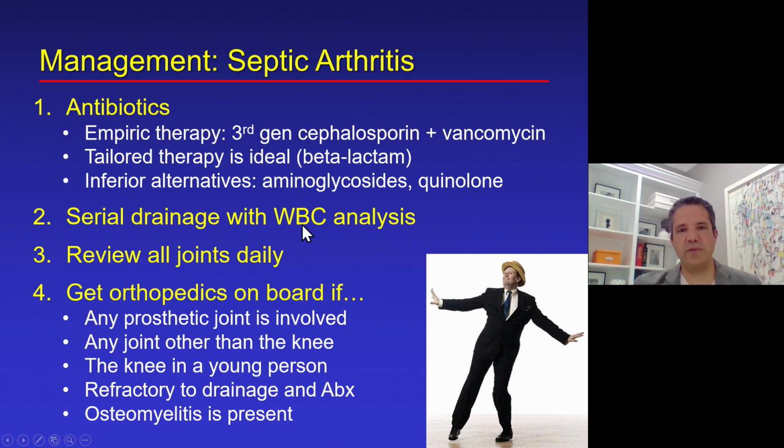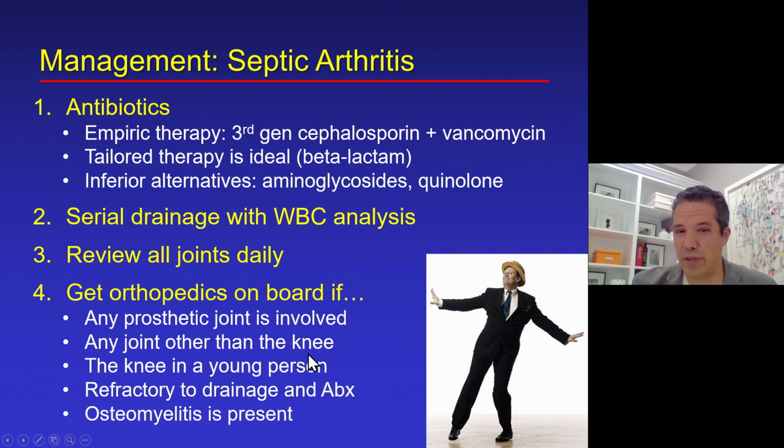One would want to aspirate the joint daily until you can basically drain the fluid out, because this is an area where the antibiotics don't easily penetrate. You want to assess other joints and also blood cultures to make sure that there's no other infection elsewhere. And it is important to get orthopedics on board for most cases. That's especially true if there's any prosthetic joint involved.